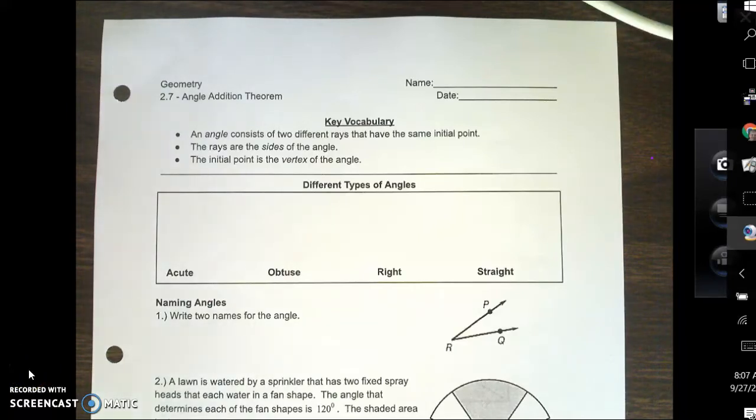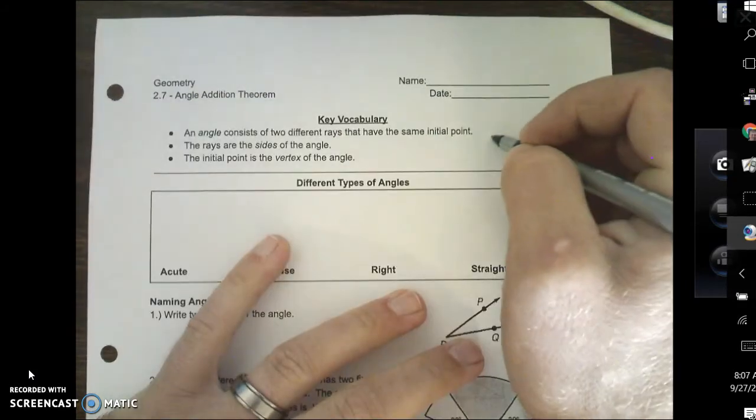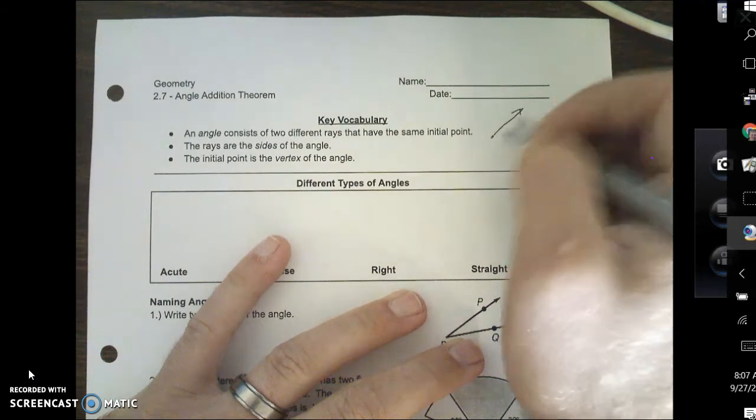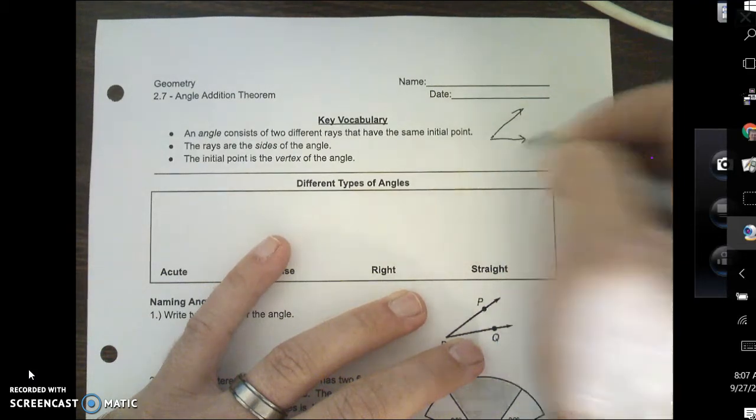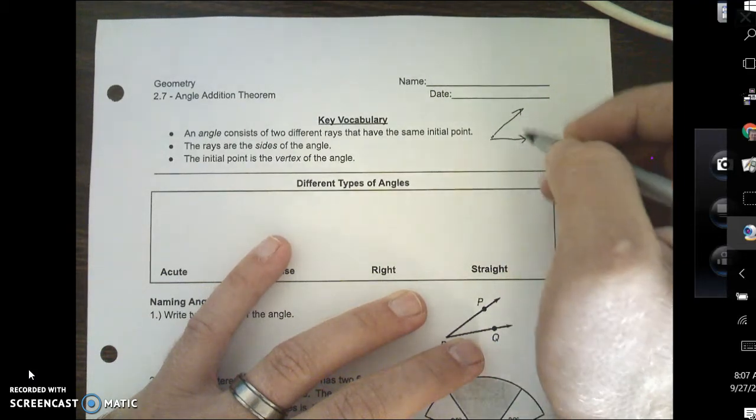So today we're going to be finishing up our unit on foundational geometry with the angle addition theorem. So let's take a look. Okay, an angle. Now, some key vocab for you guys. An angle consists of two different rays that have the same initial point. So what we're looking at here is you have yourself an initial point right here, and you have two rays jumping off of it. You guys have seen angles before.